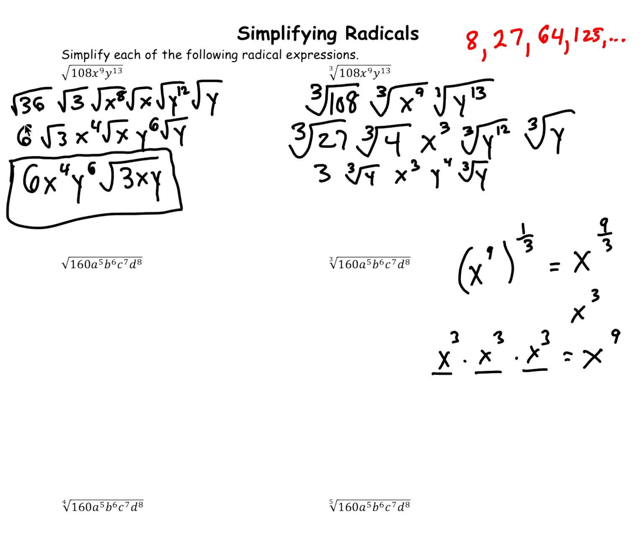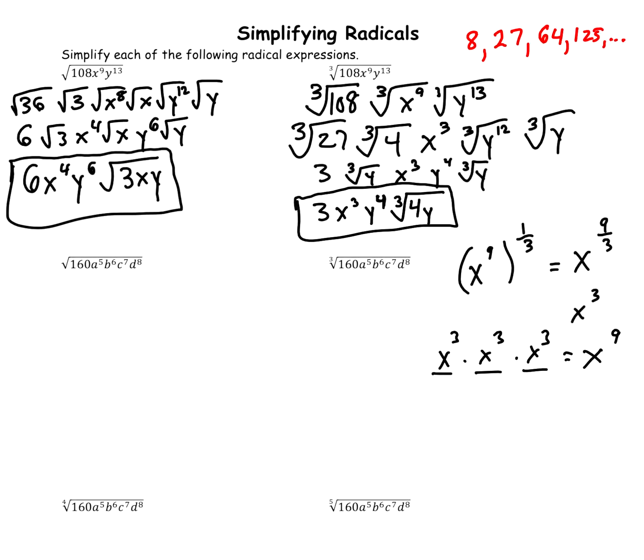And do the same thing. Everything outside the radical goes out in front. 3 x to the 3rd, y to the 4th. And everything inside the cube roots stays inside a cube root, but all under one. So that would be the cube root of 4y. And that is our simplified cube root.